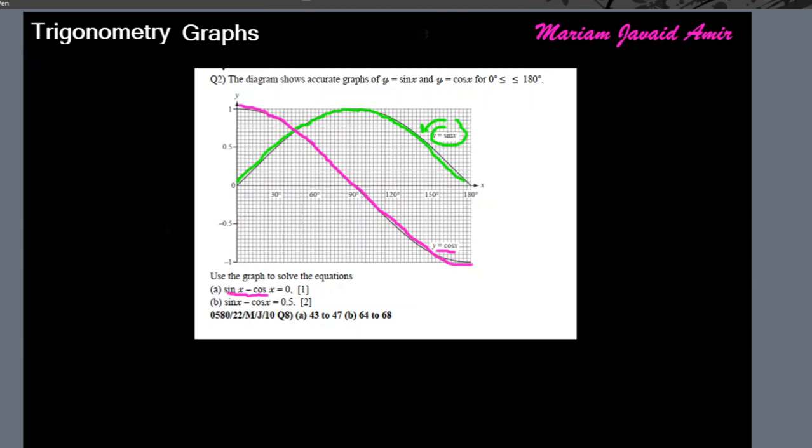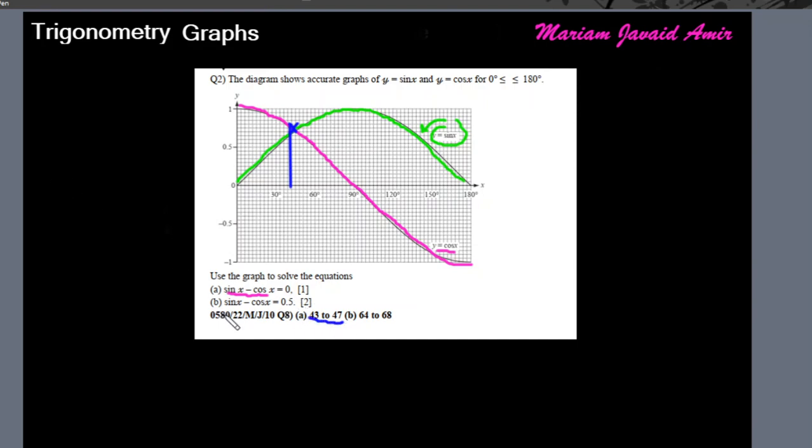So where in the graph is the distance between the two 0? It's somewhere over here. So read this value. It should be between 43 and 47.